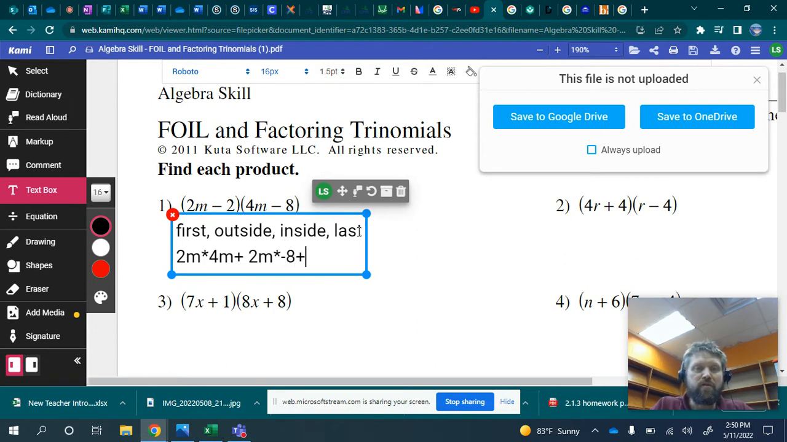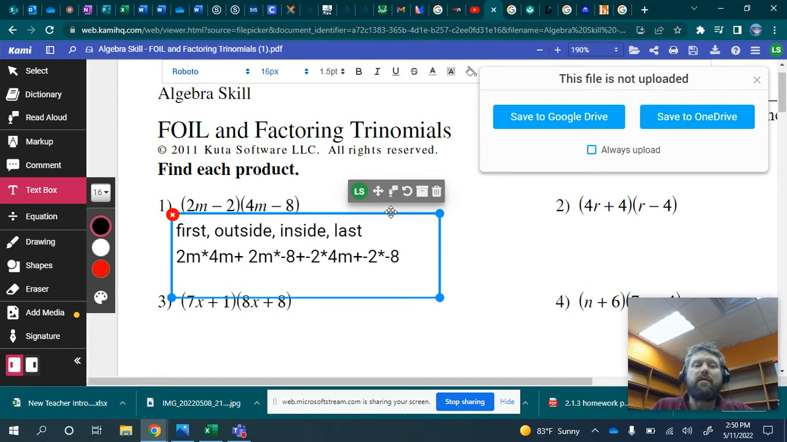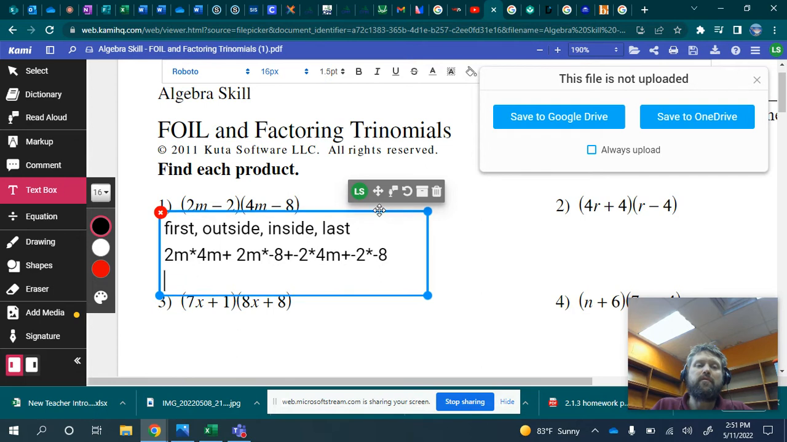plus inside times inside. It's going to be negative 2 times 4. So I'm going to put minus. I'm going to put plus negative 2 times 4m. And then plus. All right. Last times last is going to be negative 2 times negative 8. So I'm going to type that down. Okay, so that's kind of breaking it down step by step for you.